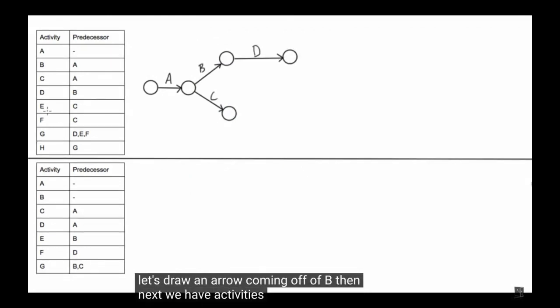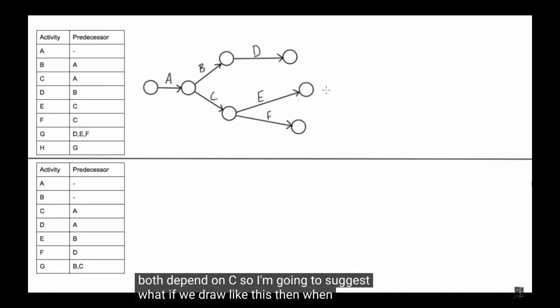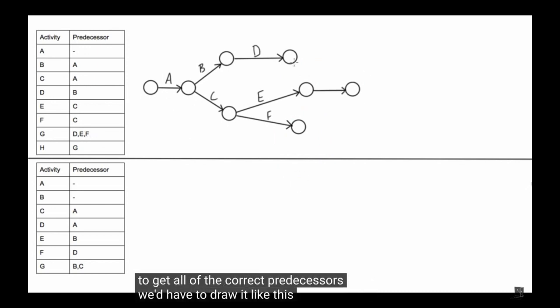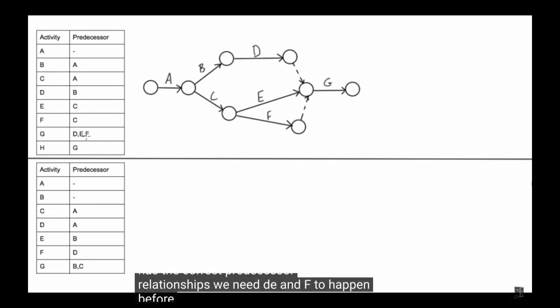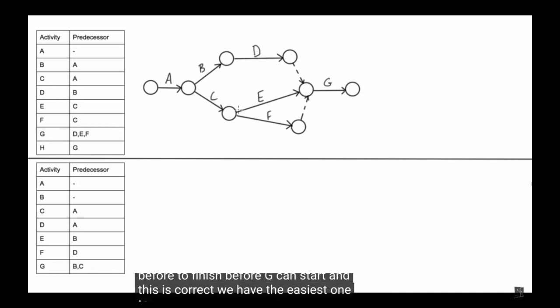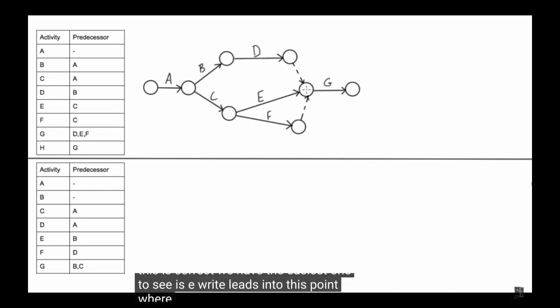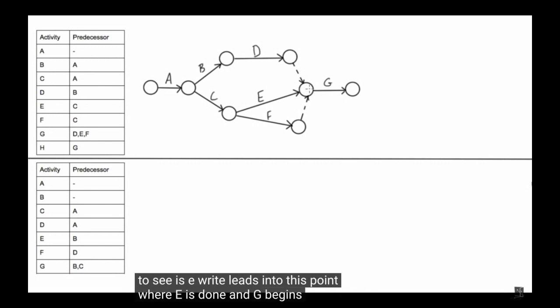Then next, we have activities E and F. They both depend on C, so I'm going to suggest, what if we draw it like this? And when we go to draw activity G on here, in order to get all correct predecessors, we have to draw this. Now this has the correct predecessor relationships. We need D, E, and F to finish before G can start. And this is correct. The easiest one to see is E, right? E leads into the point where E is done and G begins. And then D leads into this point where E is done.